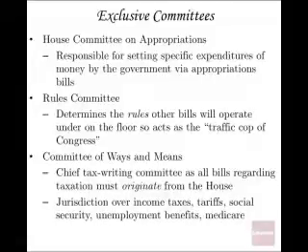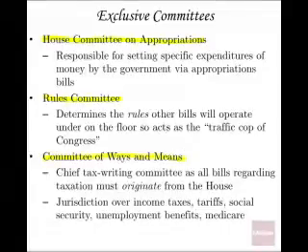Okay. Now, the exclusive committees, these are the committees that you want to be on if you have a lot of ambition, and either you want to move up the ranks, or let's say you just like having a lot of power in the House. So you have the House Committee on Appropriations, the Rules Committee, and the Committee on Ways and Means.